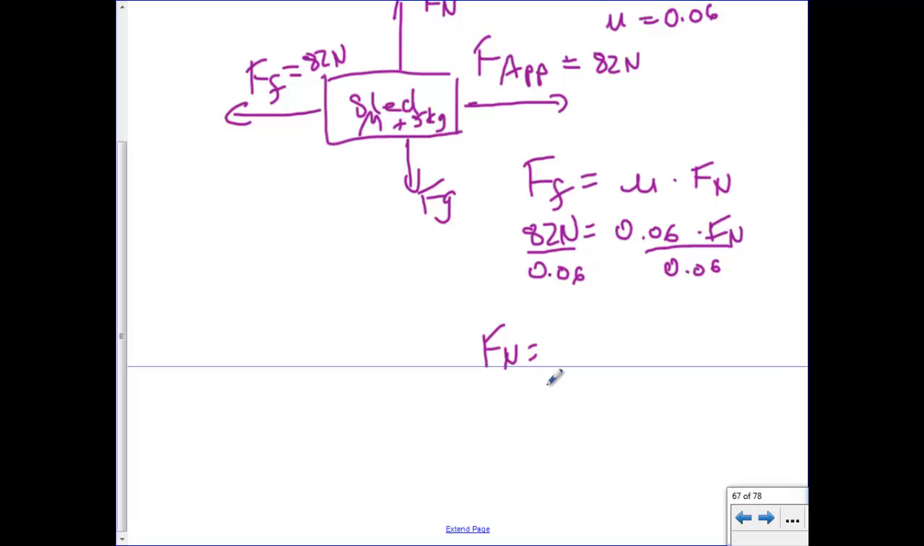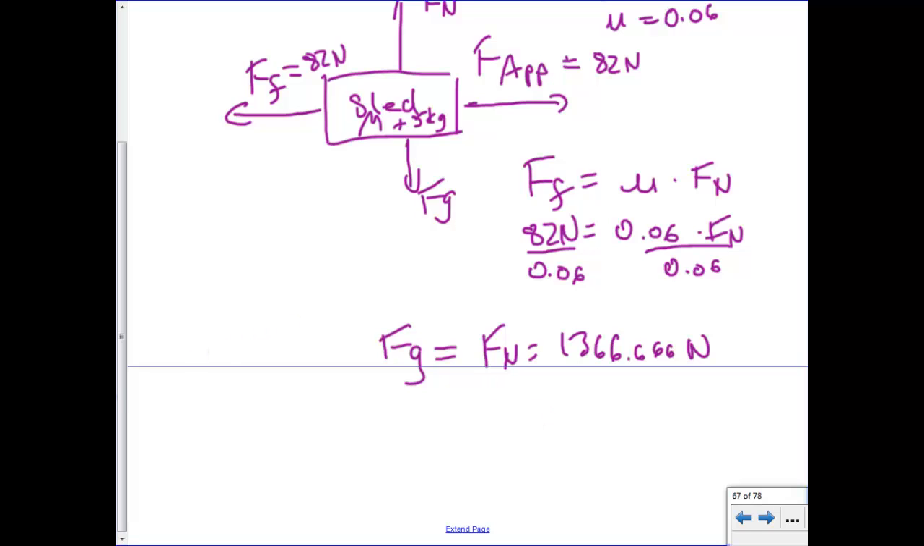I got 1366. Good, yeah, and that you've got the concept then. So if this is how much normal force we need, would that not also be equal to the gravitational force?